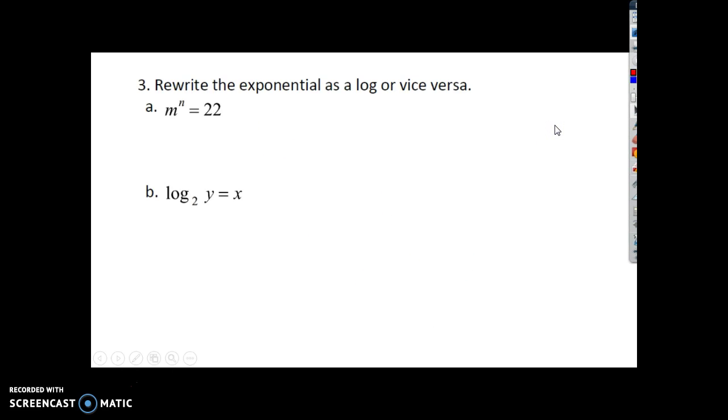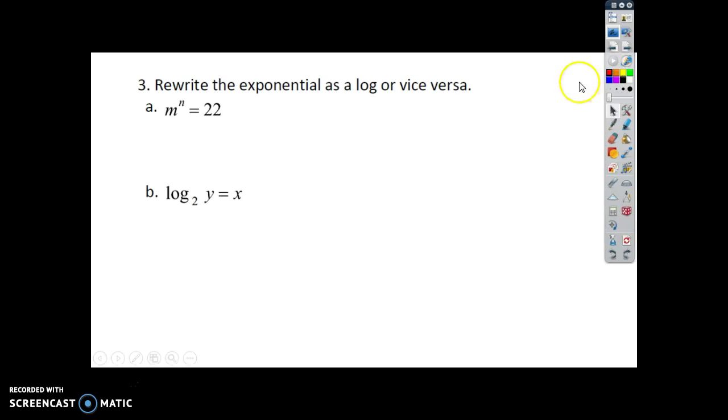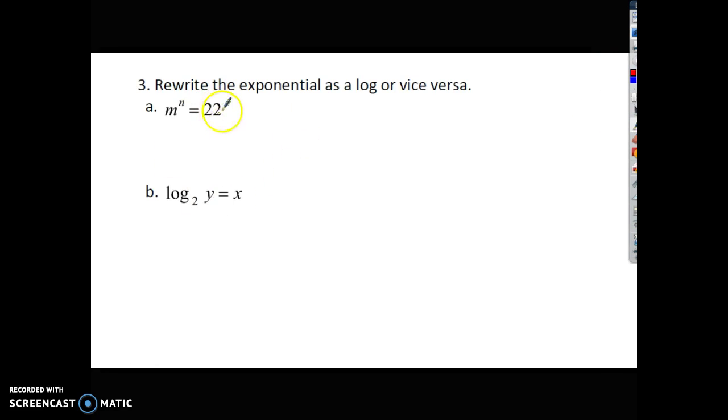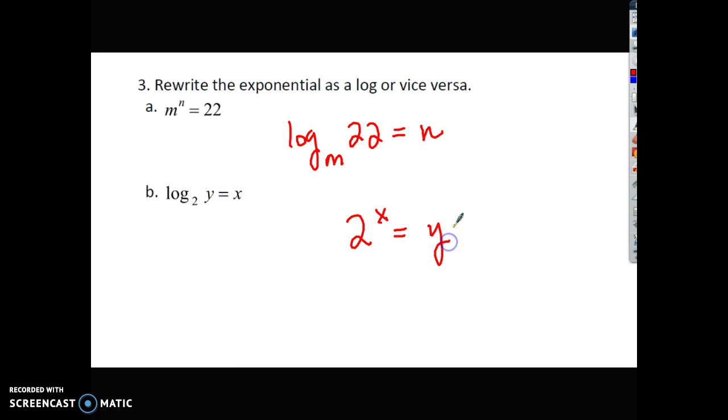Number 3, rewrite the exponential as a log or vice versa. So over here we have m to the n is equal to 22. When we rewrite it as a log, this is going to be log with the base right here, which is m. m is the base. After that comes the result, which is 22. And then at the end comes the exponent, which is n. This one is a log, so we're going to write it as an exponential. The base here is a 2. The exponent is here, the x, and this is equal to the result y. Okay?